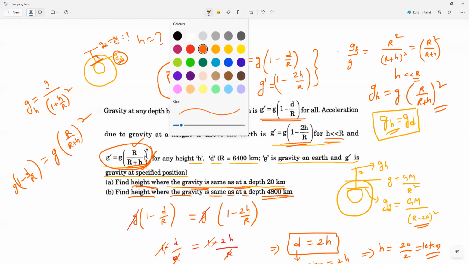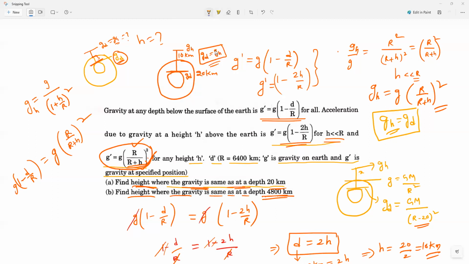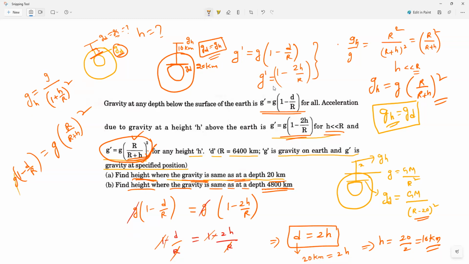So what will get cancelled, everyone? What will get cancelled? g, g will get cancelled. Okay. Next, 1 minus. What is the depth? 4,800 kilometers. If not interested, leave. 4,800 divided by R. Radius of the earth, how much? Radius of the earth. 6,400 kilometers. 6,400, which is equal to this side. R value 6,400 divided by again R value 6,400 plus H whole square.